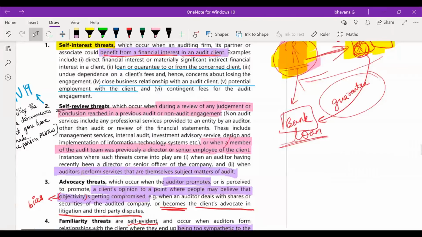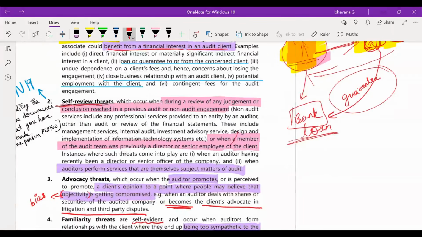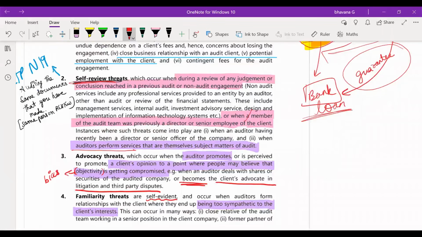So in a self-review threat, what we have here is that the auditor performs services. He performs some kind of service for the company, that means he might have performed a service of making a document or something like that. And if the same document becomes a matter of audit, and he is going to audit it, then that will be a self-review threat.